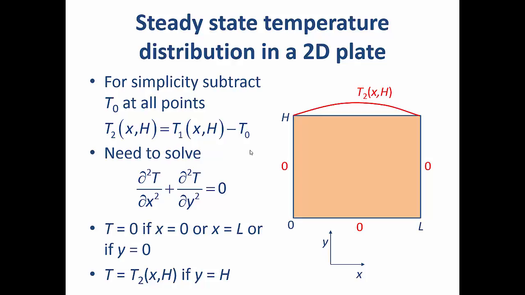The equation that we're solving is partial d2T by partial dx squared plus partial d2T by partial dy squared equals 0, because we're dealing with a steady state two-dimensional problem with no internal heat generation, and our boundary conditions are formally that T equals 0 if x equals 0, i.e. along this edge, T equals 0 if x equals L, i.e. along this edge, or T equals 0 if y equals 0, along the bottom edge, and then along the top T equals T2 of x if y equals h.